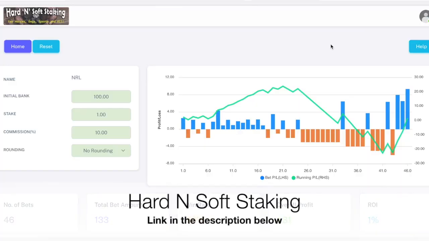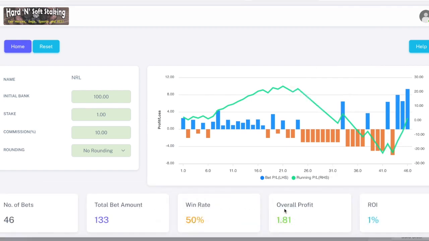And yeah, you can see in the second half it did kind of fall off a bit. It got lucky at the end of the season with a few wins, and that helped to put it back into profit. But $1.81 profit, having bet $133 through that time, is sort of not great. 50% strike rate though, so the system is reasonable.